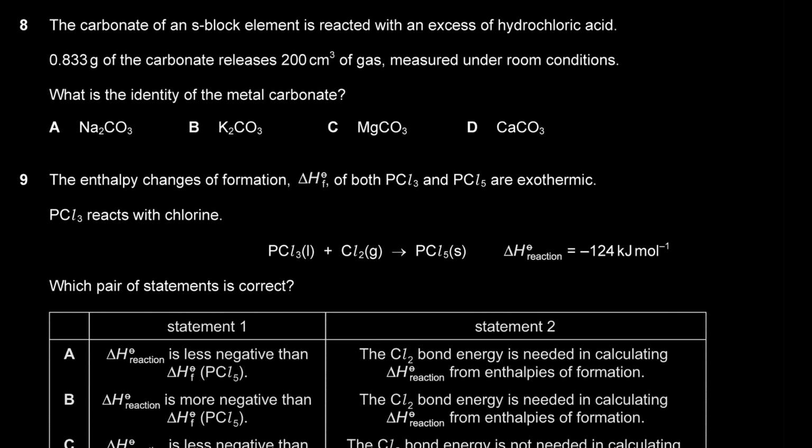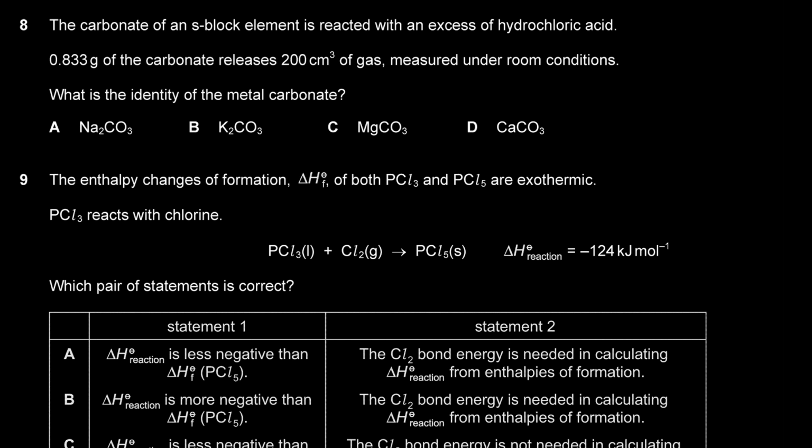The carbonate of an S block element is reacted with an excess of hydrochloric acid. 0.833 grams of the carbonate releases 200 cm³ of gas, measured under room conditions. What is the identity of the metal carbonate? When we decompose these metal carbonates, we get the oxide and carbon dioxide. So that's the gas that's being produced.